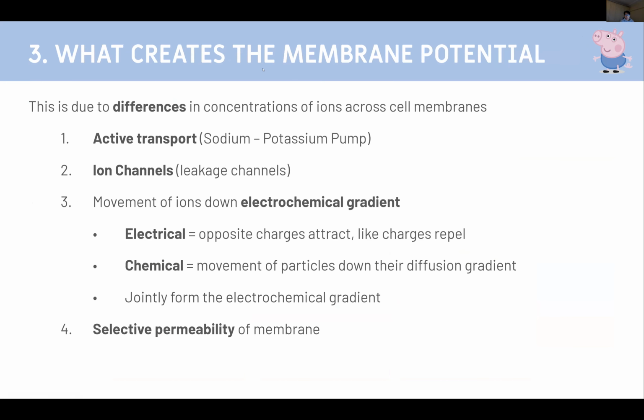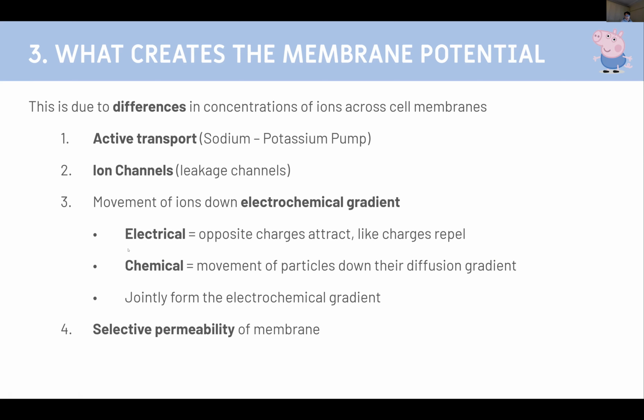So what is actually responsible for this membrane potential across a nerve cell? It's mainly due to differences in concentration of ions, like we said. And what causes these differences are sort of 4 different factors. First of all, we have the sodium-potassium pump. We have ion channels. We have what we call an electrochemical gradient.